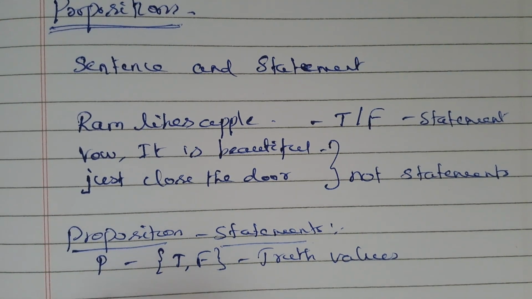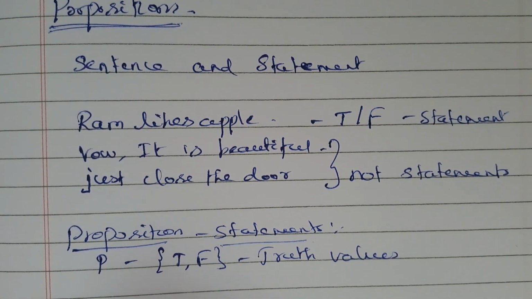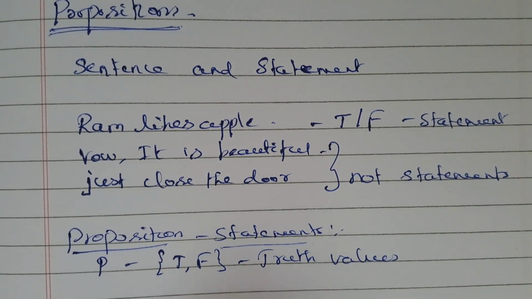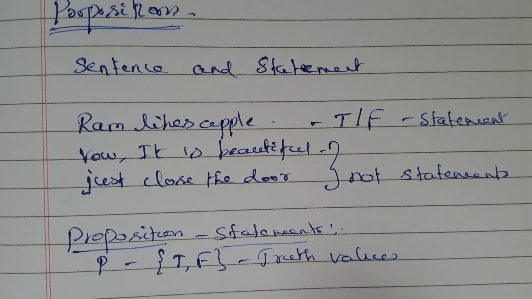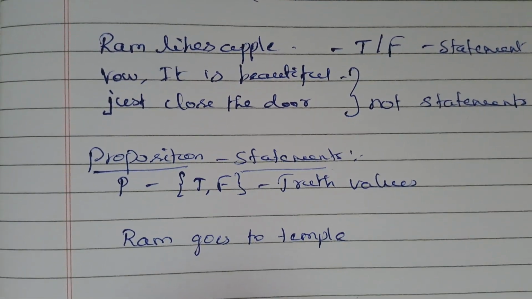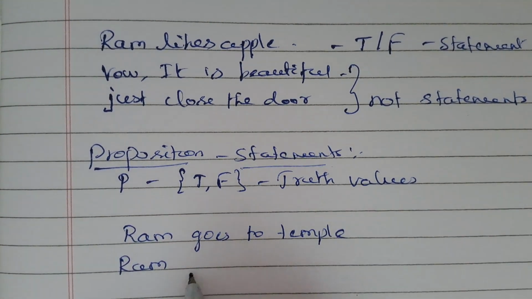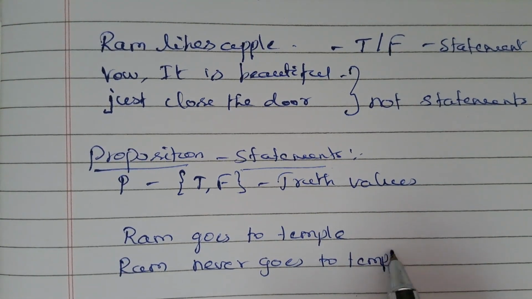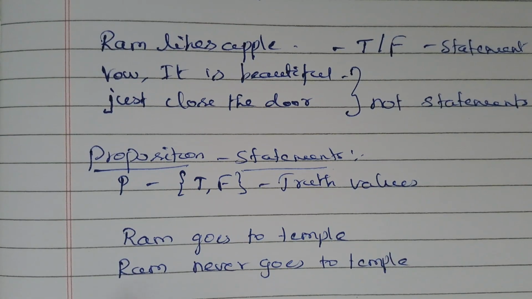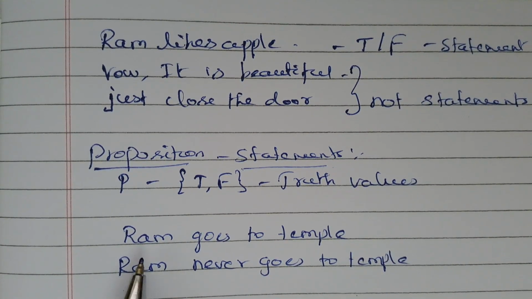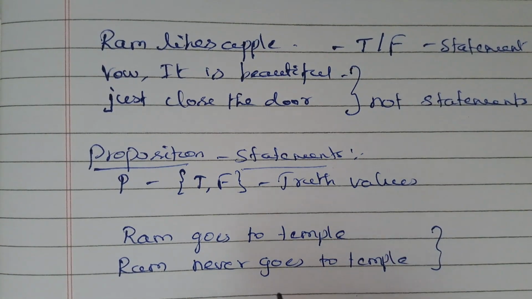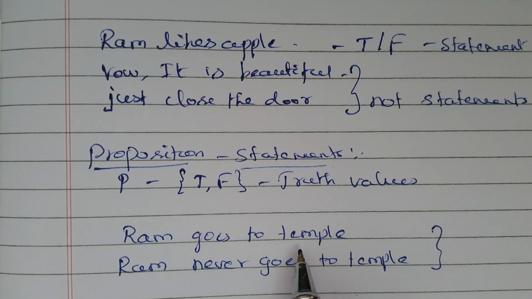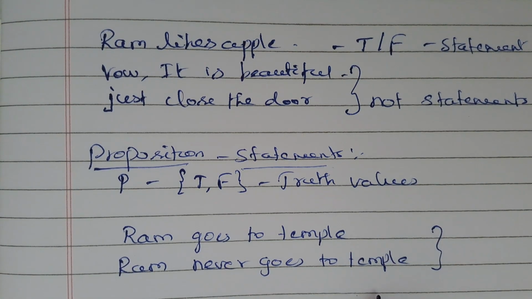And suppose I take some examples. The same statement I'll take: Ram goes to temple, or Ram never goes to temple. You can see the difference here. It is completely contradictory, but still both are propositions because we can say whether the statement is true or not. So these two are statements.